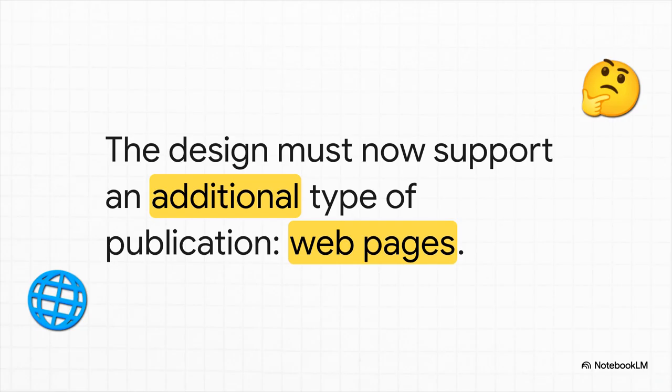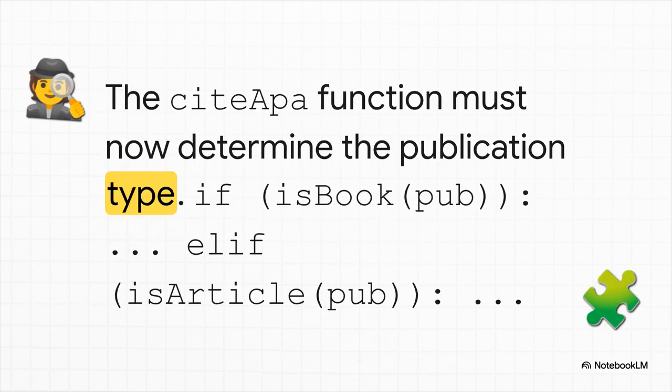But what we're about to see is that this little change is going to expose a huge, fundamental weakness in how we've set things up. Because now, our cite APA function, our verb, suddenly has to get a whole lot smarter. It can't just assume it's getting a book anymore. It has to play detective. It has to look at the data it's given and figure out, okay, is this a book or is this an article, before it can even start to do its job.